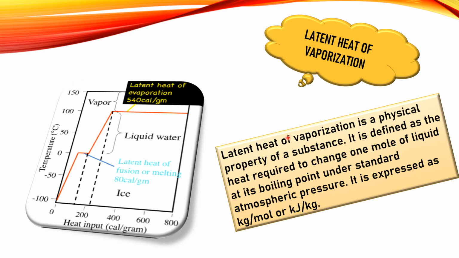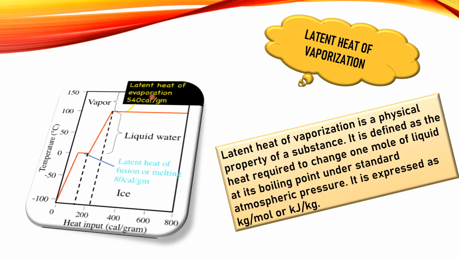What is latent heat of vaporization? It is a physical property of a substance. It is defined as the heat required to change 1 mole of liquid at its boiling point under standard atmospheric pressure. It is expressed as kJ per mole or kJ per kg.